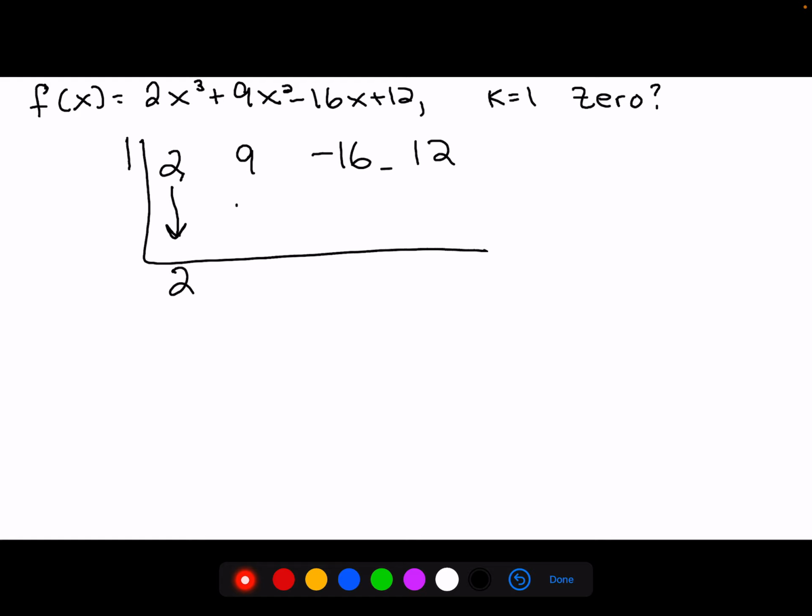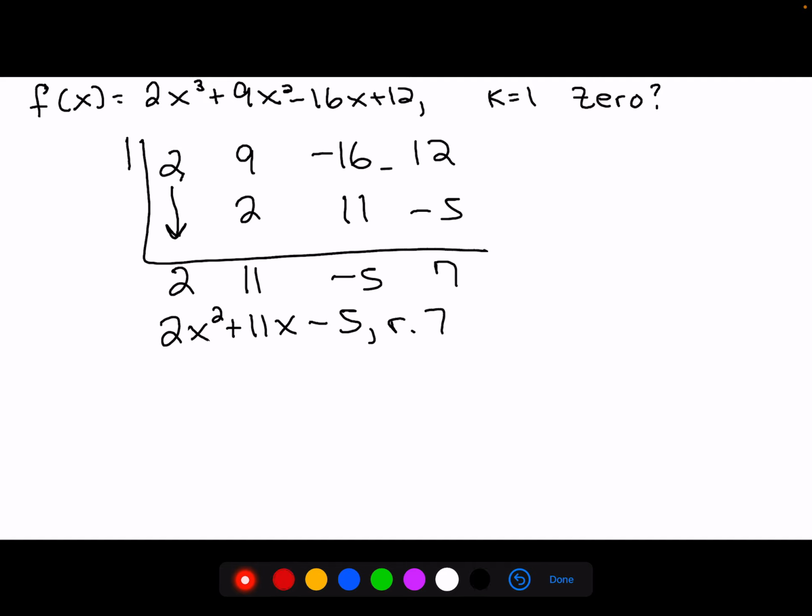1 times 2 is 2. Add, get 11. 1 times 11 is 11. Add, get negative 5. 1 times negative 5 is negative 5. Add, get 7. Uh-oh. The answer starts with 1 degree less than the original f of x, so we have 2x squared plus 11x minus 5 with a remainder of 7. So no, not a zero.